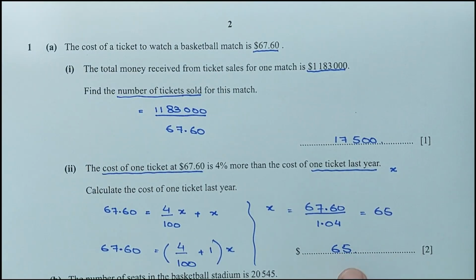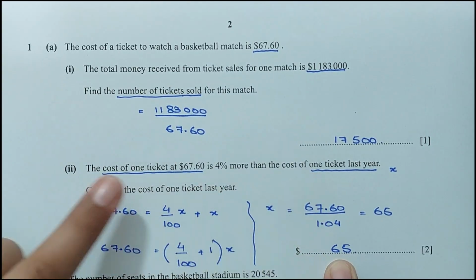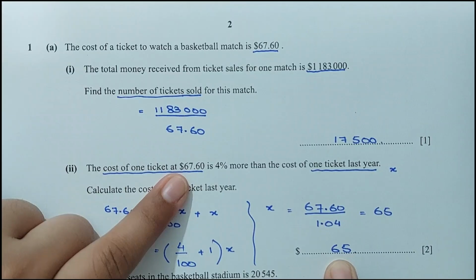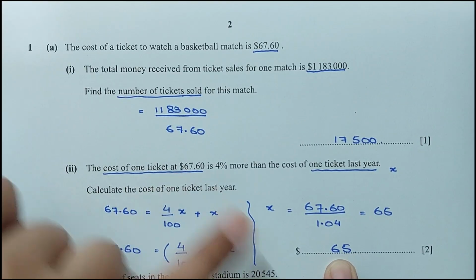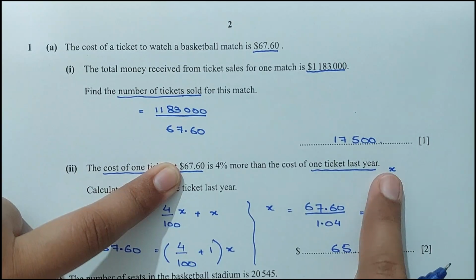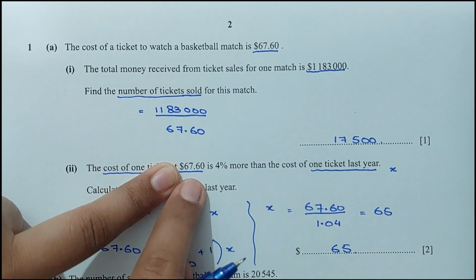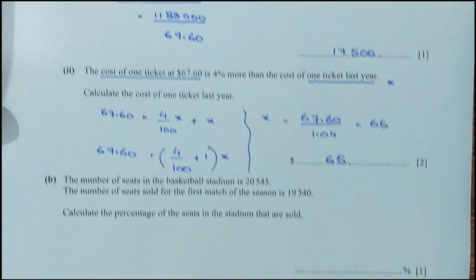So this price, $65, is the price of one ticket last year, and this is the price of one ticket the next year. This price is 4% more than last year's price, so when we add 4% of this, we get this price. I hope this makes sense now.